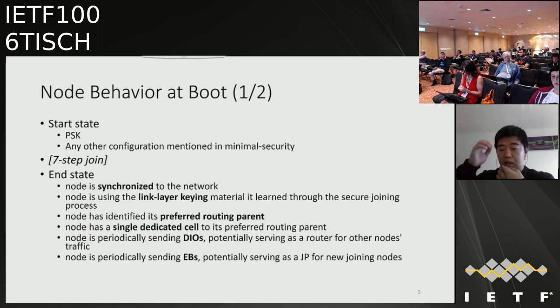First, the behavior for a node after boot. There are 3 states. First, the start state: the node has a pre-shared key, and it will go through the join process, which is defined in the minimal security. Then it goes through the 7 steps to join, and at the end state, a node should synchronize to the network, and it is also using the link layer key it got from the join process. The node should also have a preferred routing parent, and it has a dedicated cell to its preferred routing parent.